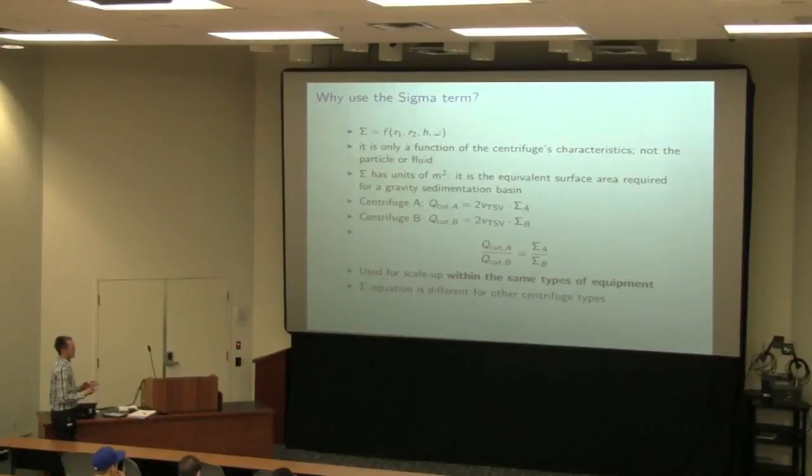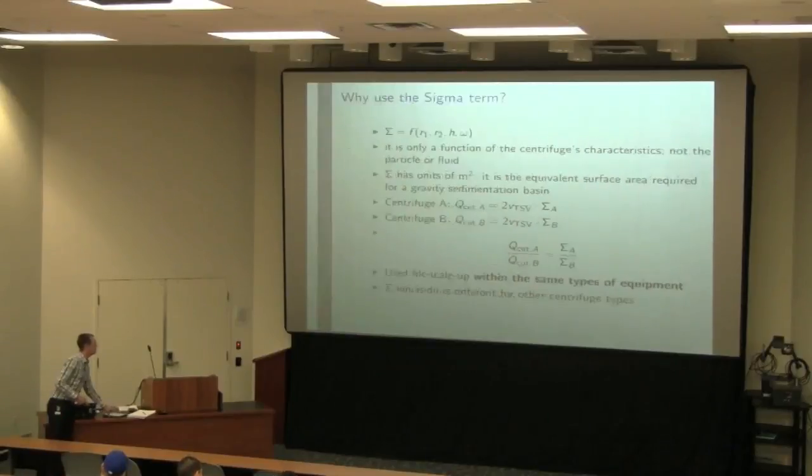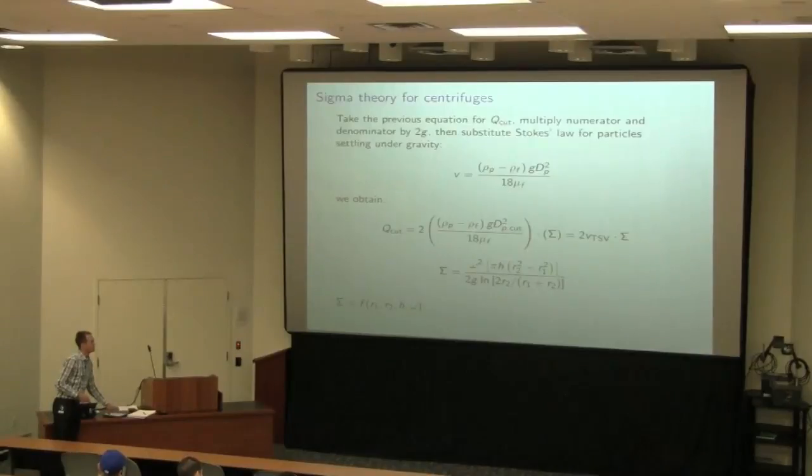Then we say, well, you're designing a much larger centrifuge, still tubular bowl, must be the same type of centrifuge, with the same material running through it. We can calculate then for a given design Q cut, back calculate what sigma is. And once you have sigma for your larger scale tubular bowl centrifuge, then you have four free parameters to estimate what that large scale tubular bowl centrifuge looks like.